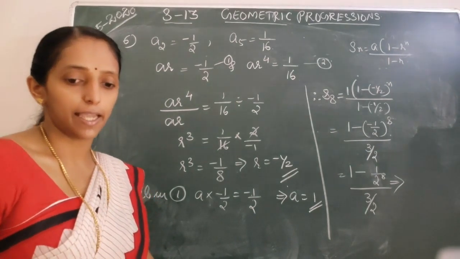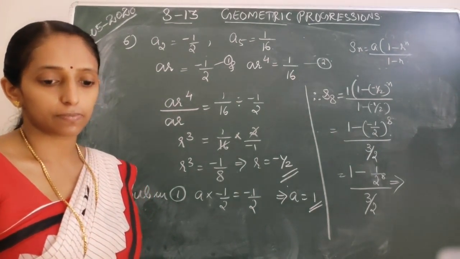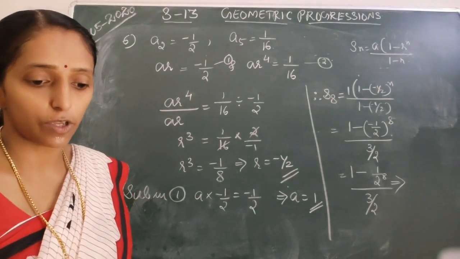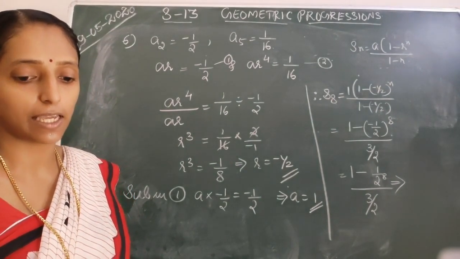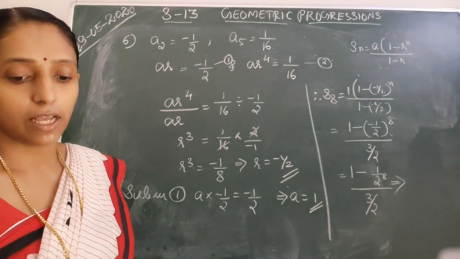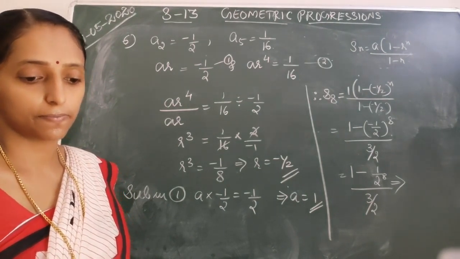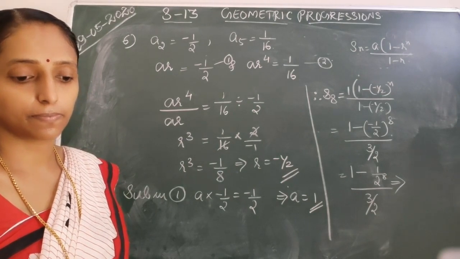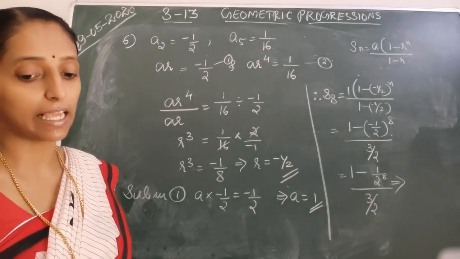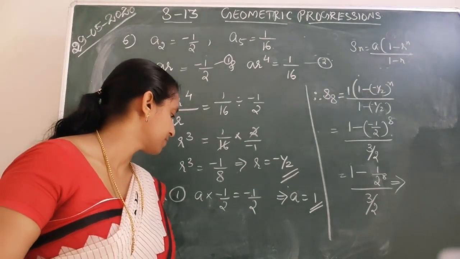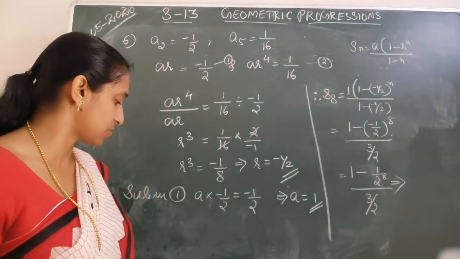Alright. Then, question number 7, I think you can do. First term is 27, 8th term is 1 by 81. Then find the sum of first 10 terms. Okay. Take out question number 8. Question number 8. Okay, students, question number 8.